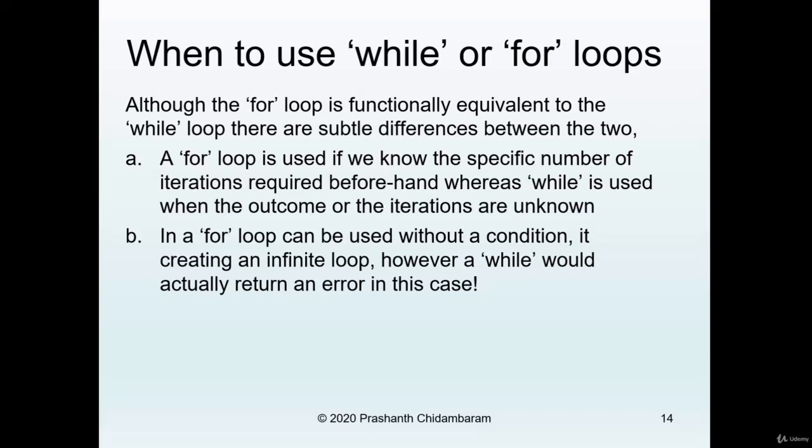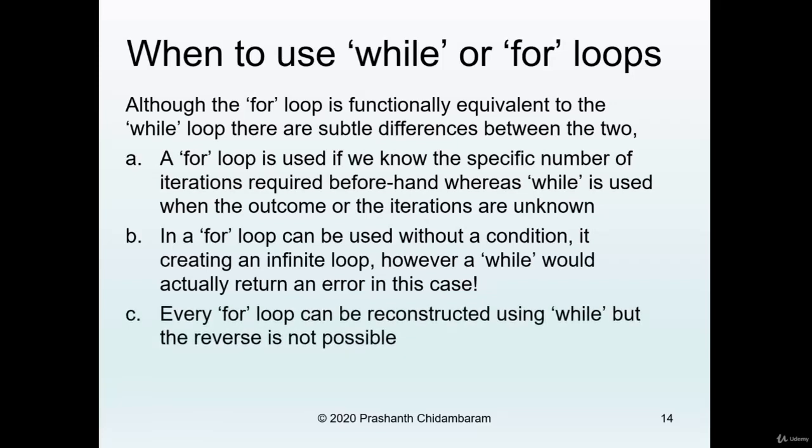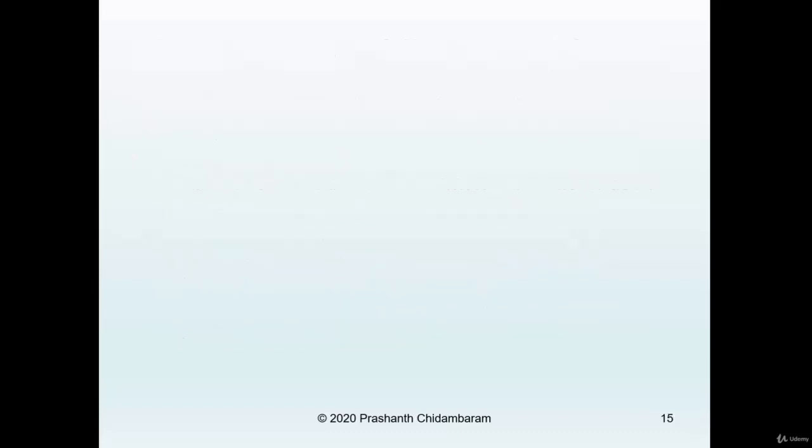So a for loop can also be used without a condition, it's the initial condition, and then what might happen is it might cause an infinite loop. However, a while loop will never run without a condition, and it will return an error. So every for loop can be reconstructed using while, but the reverse is not possible.